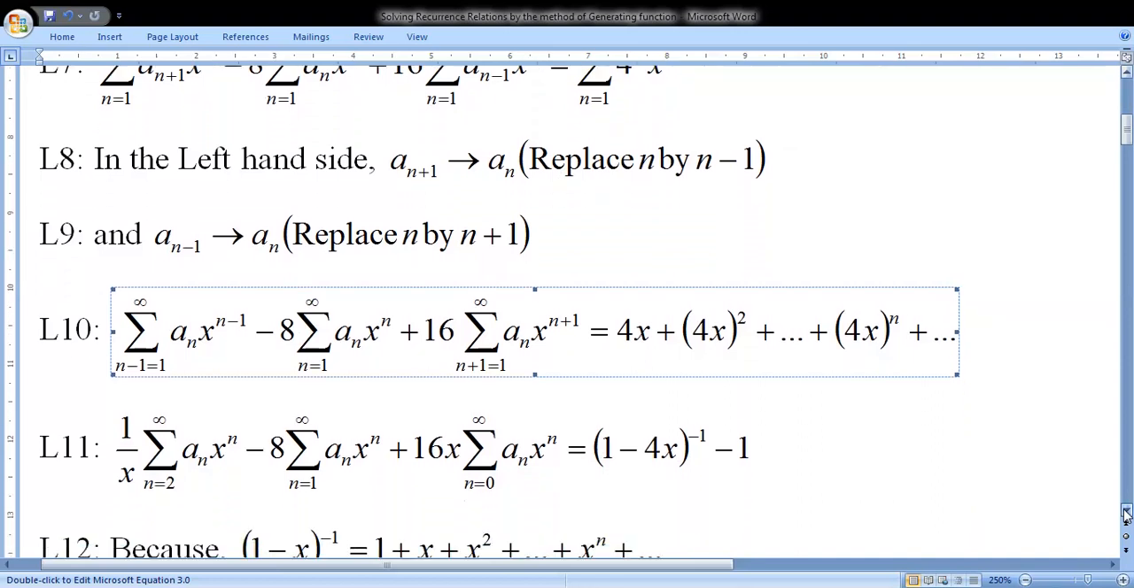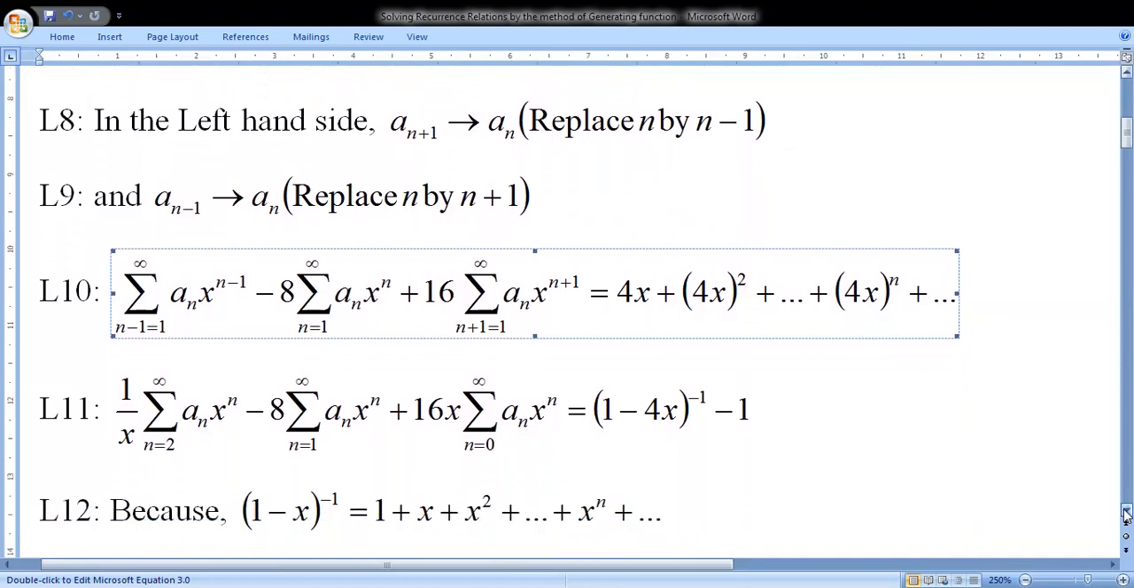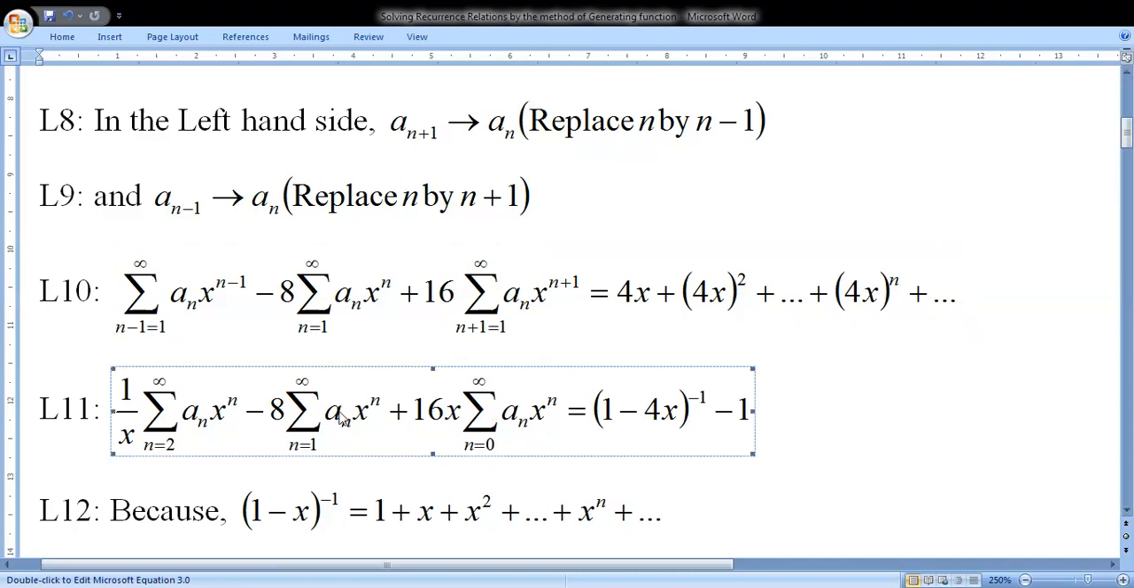From line number 10, the first term is rewritten as 1/x times sigma n equals 2 to infinity a_n x^n. x^{n-1} is written as x^n times x^{-1}, that is x^n by x. The middle term is copied as it is, and in the third term, x^{n+1} is written as x^n times x. x is taken outside since it is independent of n.